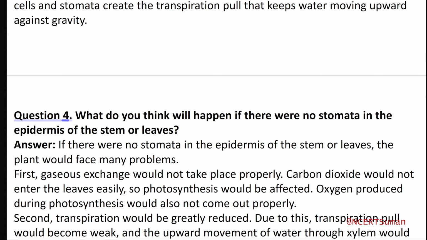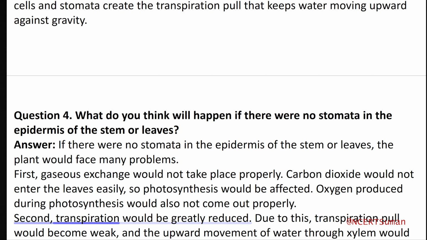Question 4. What do you think will happen if there were no stomata in the epidermis of the stem or leaves? Answer: If there were no stomata in the epidermis of the stem or leaves, the plant would face many problems. First, gaseous exchange would not take place properly. Carbon dioxide would not enter the leaves easily, so photosynthesis would be affected. Oxygen produced during photosynthesis would also not come out properly.